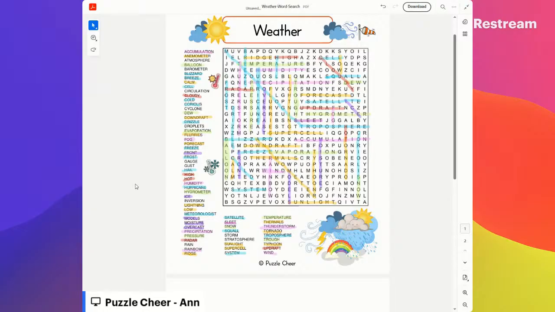Rory says gust is vertical, 2 rows left of lightning. Gust, right in the center of the puzzle. Awesome. Gust. And Dino Game Hub says tornado starts with a T. Okay, thank you.